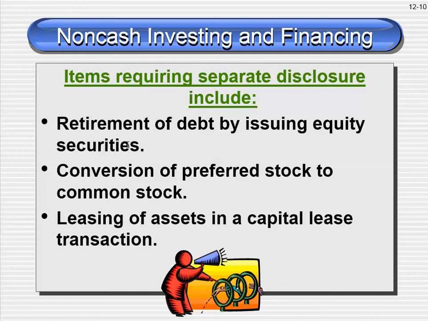For example, we retired debt, but we didn't pay cash. We issued stock in its place. Or we converted preferred stock to common stock. Or we leased assets in a capital lease transaction. So we're not actually buying it, we're just leasing it.